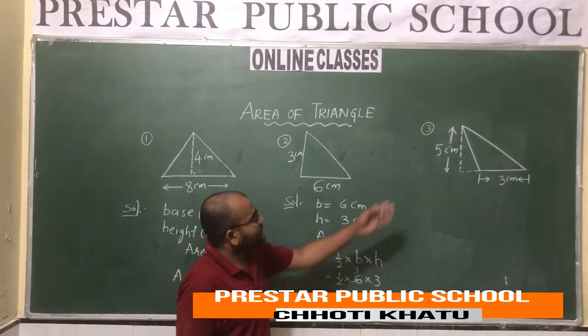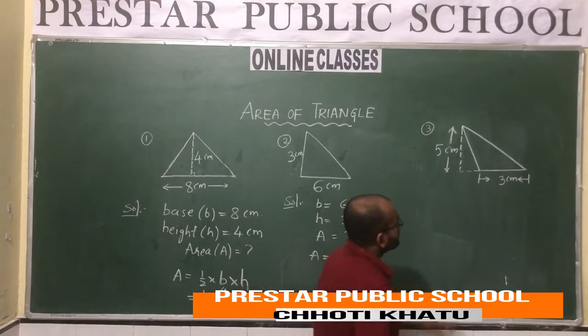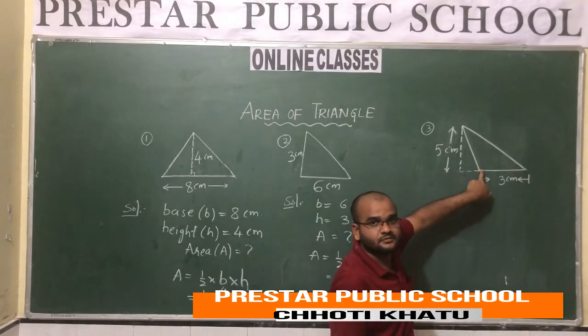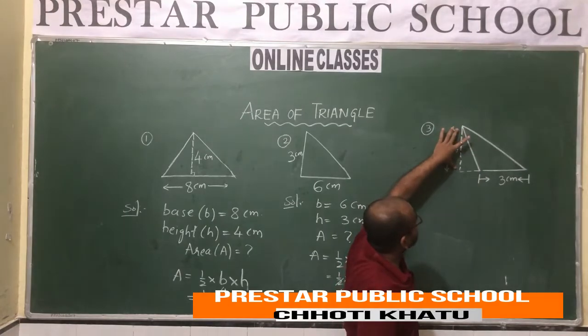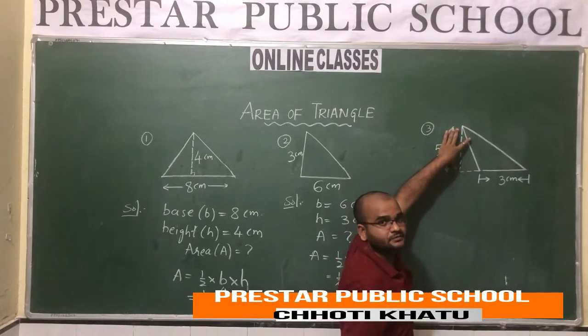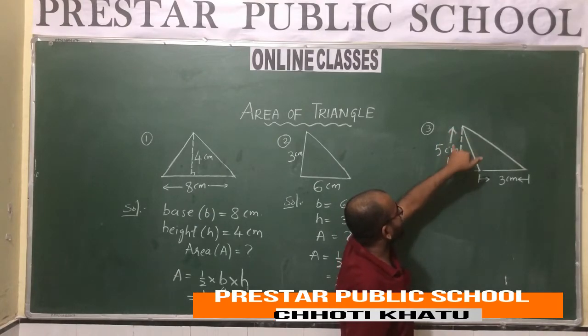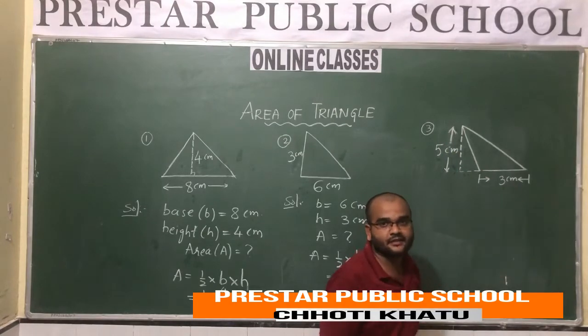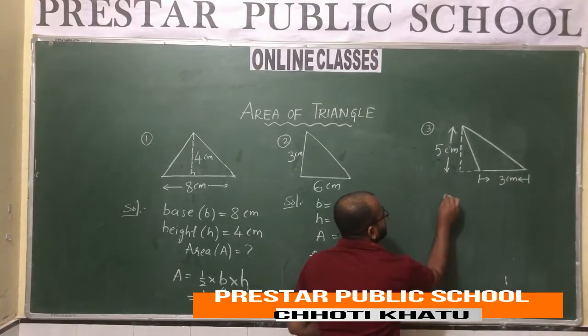Okay. Now see that problem. Here, this is an obtuse triangle. That means the height, the perpendicular line, will come out of the triangle. Okay. This is the height. Height equals 5 centimeters and base equals 3 centimeters. Okay. See here.